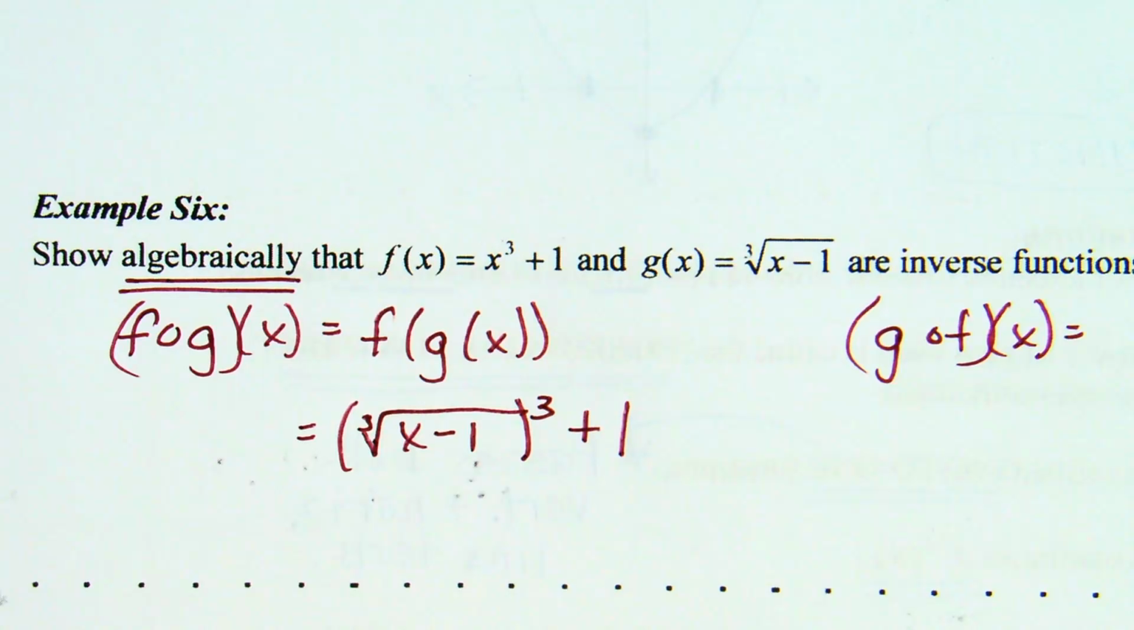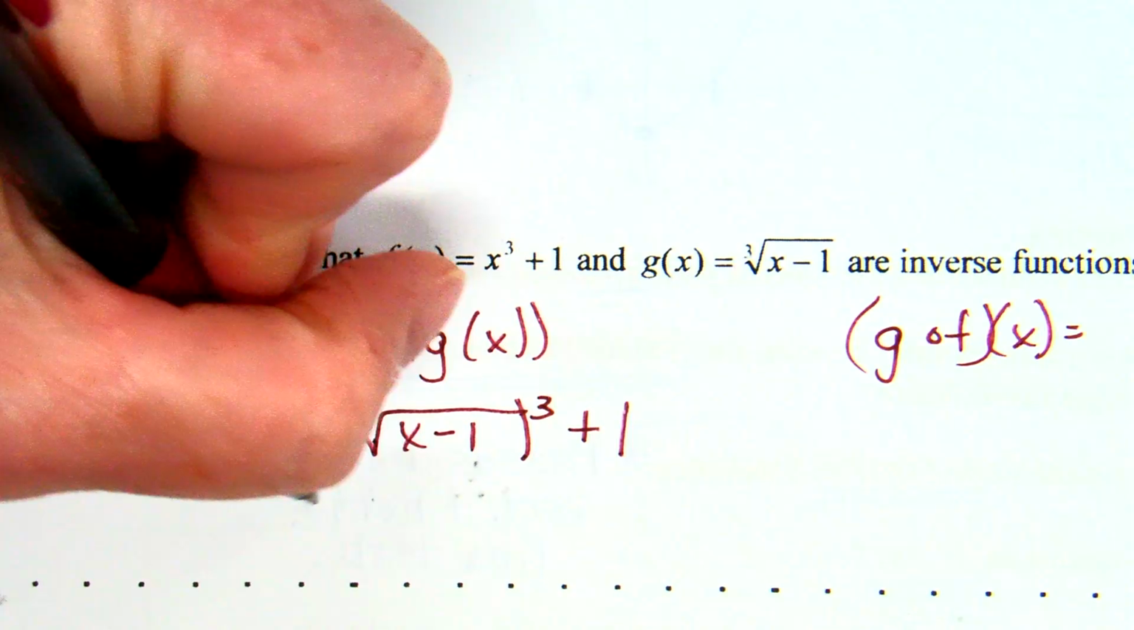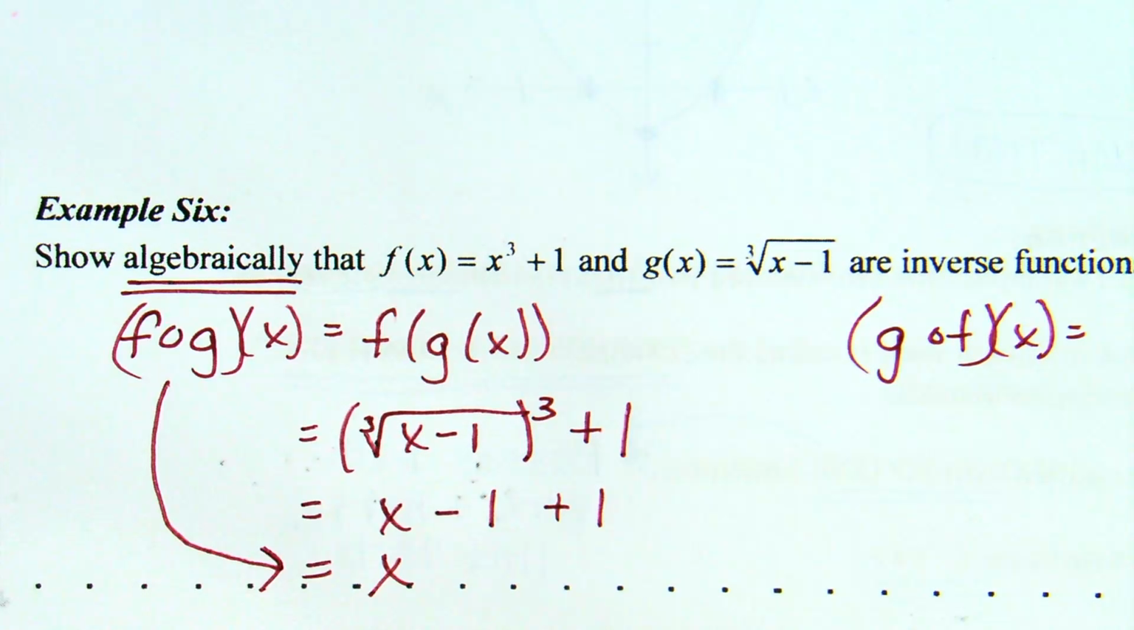Clean it up. What happens when you cube that cube root? It becomes x minus 1, and then we still have a plus 1. What's x minus 1 plus 1? x. Okay, so we showed that f of g is equal to x.